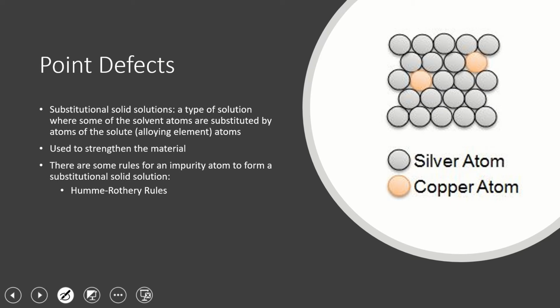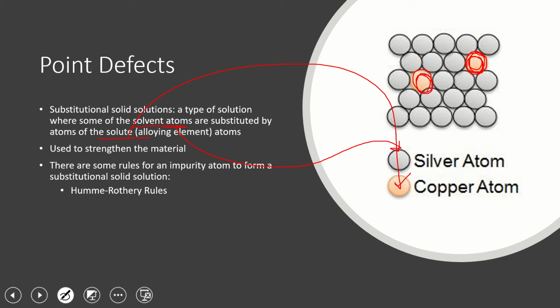The next type of point defect is the substitutional defect in solid solutions. It is a type of solution where some of the solvent atoms are substituted by atoms of the solute, also called the alloying element. Here we have a majority of silver atoms, which are the solvent atoms, and the solute are the copper atoms. So here, a silver atom was replaced by a solute atom, a copper atom. And the same happens right here. That is a substitutional defect.